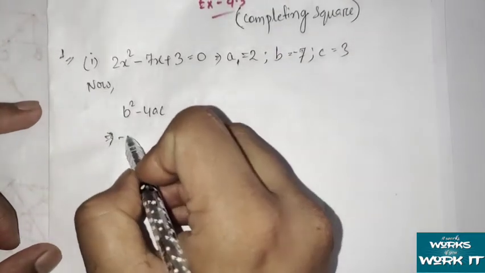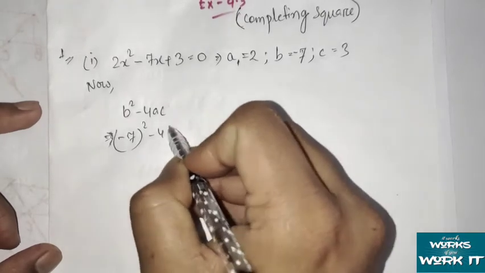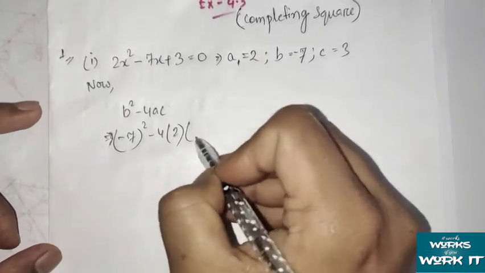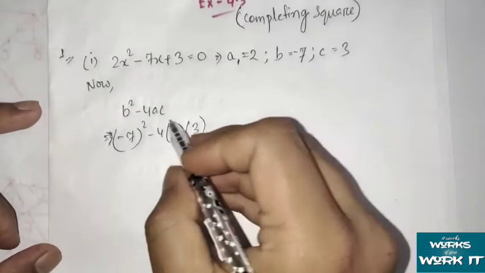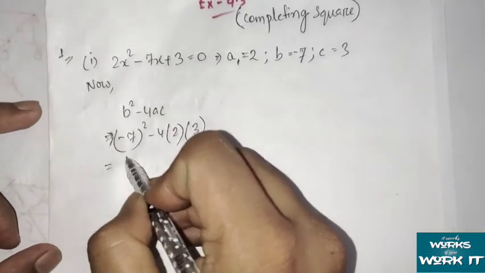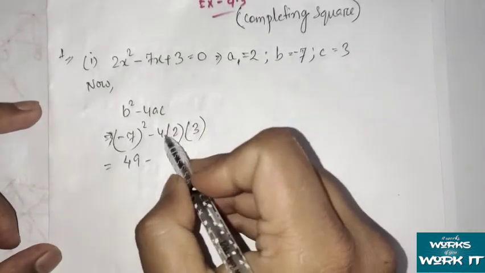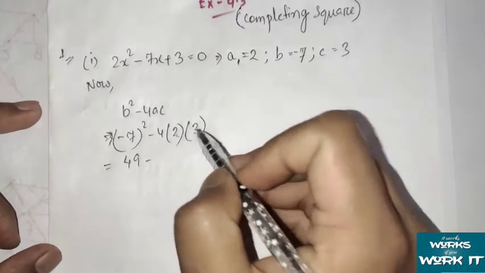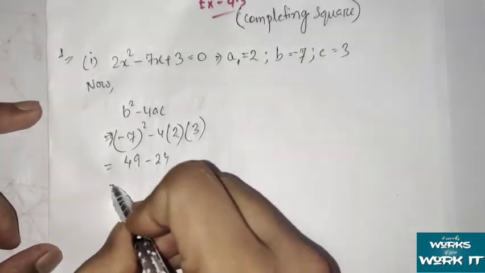So b is how much? Minus 7 whole square. A is how much? 2, and c is 3. So it will be 49 minus, 4 into 2 is 8, 8 into 3 is 24. So it will give us how much?